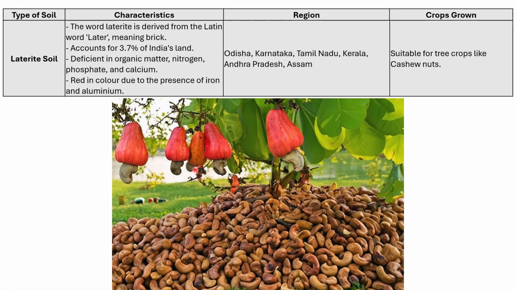The next is laterite soil, whose name comes from the Latin word later, which means brick. It is red due to high iron and aluminium. It is deficient in organic matter. It occupies around 3.7% of India, in the regions of Karnataka, Kerala, Tamil Nadu, Odisha, Andhra Pradesh and Assam. Here the crop grown is mainly cashew nuts. Laterite soil is generally suitable for plantation crops, especially cashew, due to its drainage characteristics.